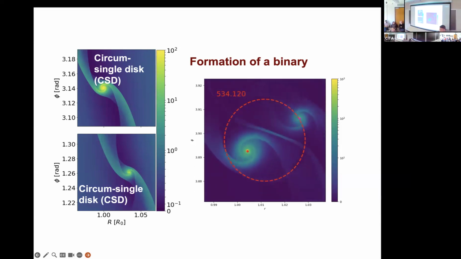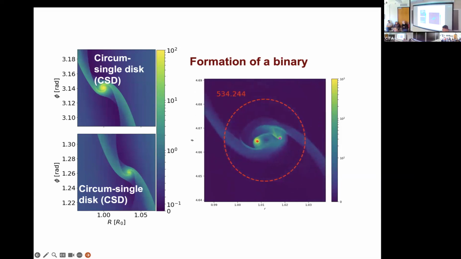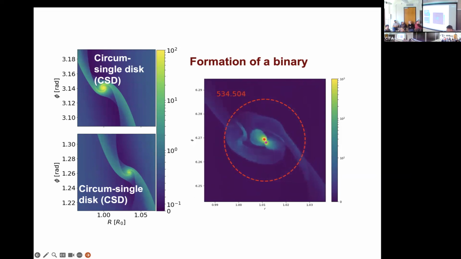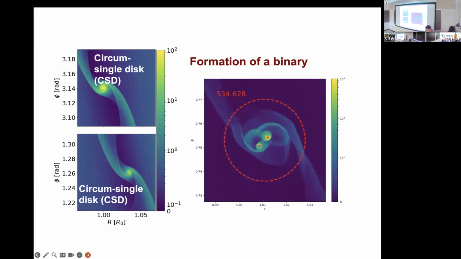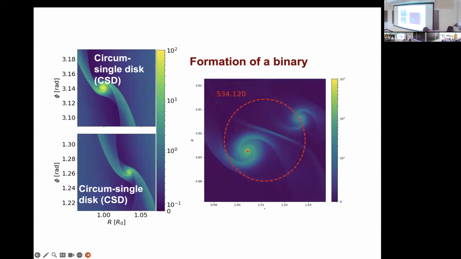What's the mass of the mini disks compared with the mass of the small black holes? Oh, I don't have the number with me. The mini disks are smaller, but it's certainly smaller. I don't have the number.